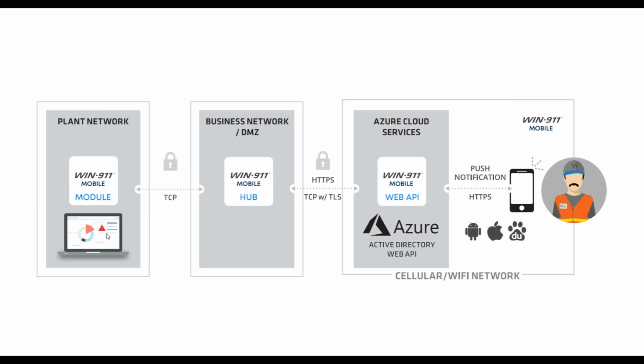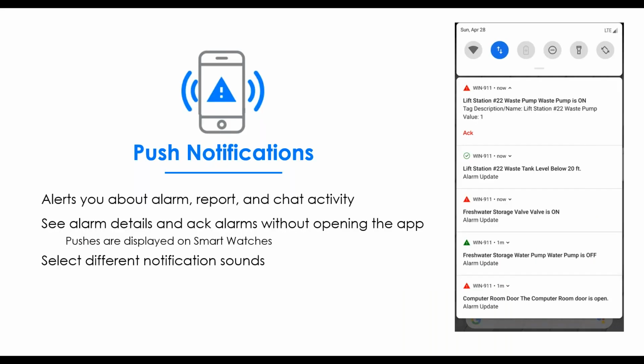All right, so the main purpose of Win911 Mobile is to get alarm notifications, and the way we do that is with push notifications. That will notify you if there's an alarm, a report update, or a chat update. It shows up on your phone similar to a text message notification. The pushes allow you to view the alarm information without opening the app. You can see in the screenshot there, I've got several different alarms that came through. The top one's going to show you some of the descriptions.